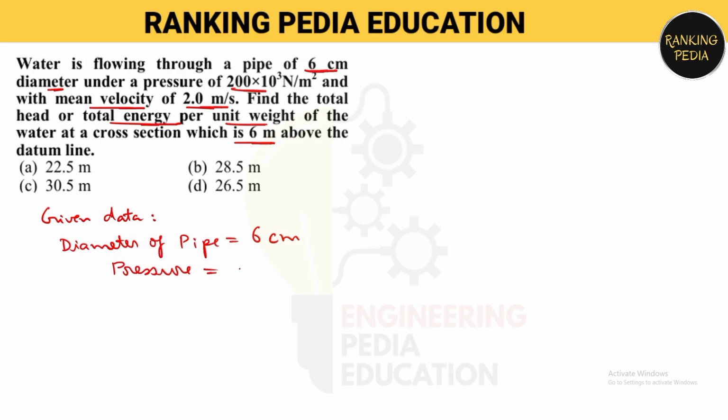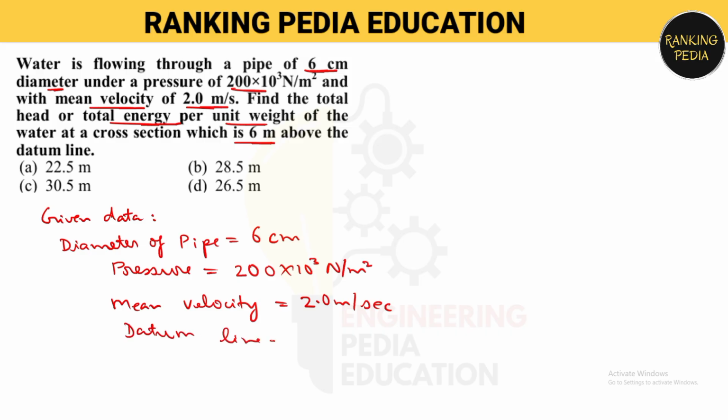Pressure is given, which is 200 × 10^3 Newton per meter square. Next, mean velocity is given, which is 2 meter per second, and also the datum line is given, which is 6 meter above.